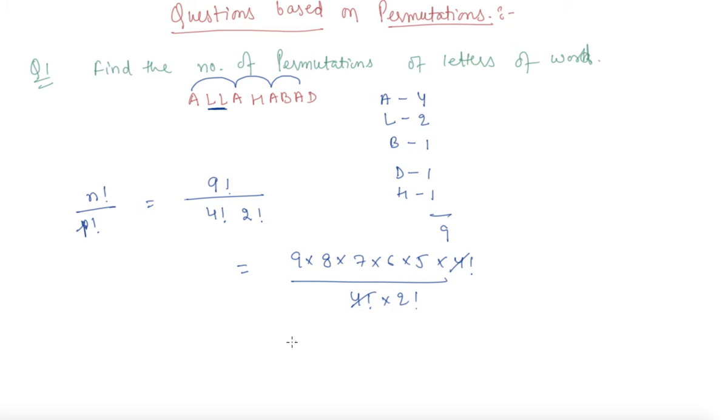So this 4 factorial cancels out. 2 factorial is 2. So what we will get is 9 into 8 into 7 into 6 into 5 upon 2, which is 7560. Okay students, now I hope that you can easily solve these types of questions if they come in exams. Now let's discuss another question.